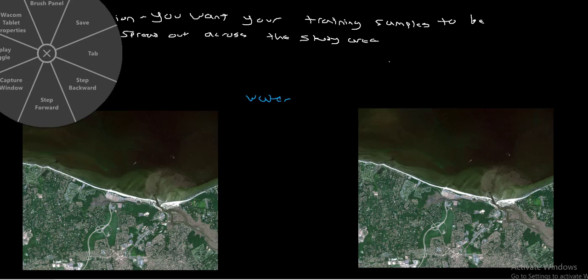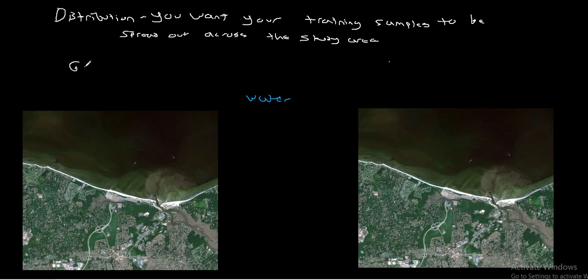Our good example, and our bad example. A good example would be to make sure that we get training data from over here, kind of in the middle. Again, trying to make sure that we also get the full spectral variation. You'll see that I'm trying to cover the entire study area, or as much of it as possible.